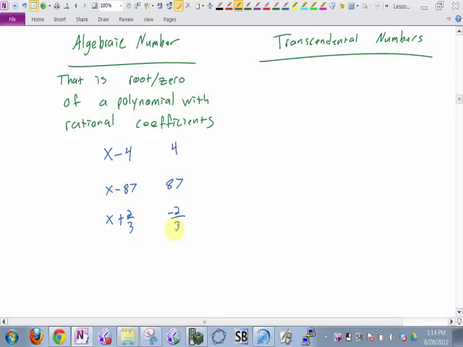Now let's get a little bit more complicated. Let's look at x squared minus 3. Is that a polynomial with rational coefficients? Yes. The coefficients are 1, 0, and negative 3. Those are rational. So therefore, its roots will be algebraic numbers. What are the roots of that polynomial? Yeah, I got square root 3 and negative square root 3.